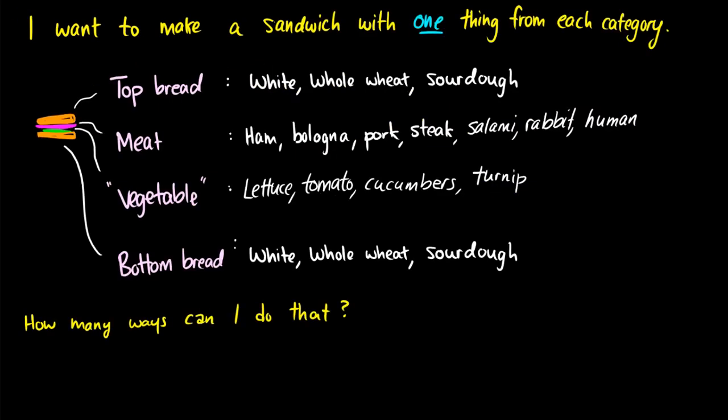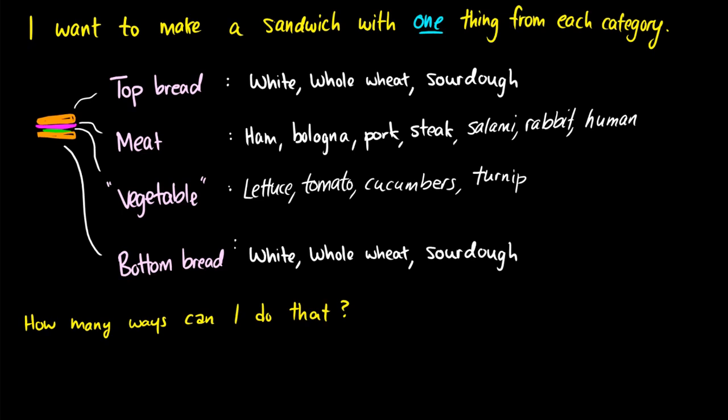So here's an example of a rule of product question. Suppose I want to make a sandwich and I have 4 different steps where I have to make choices. So I need 1 piece of top bread, which can be white, whole wheat, or sourdough. I need 1 meat, so we have ham, bologna, pork, steak, salami, rabbit, and human meat. We want some vegetable, so this could be lettuce, tomato, cucumbers, or turnip. And we also have a bottom bread, which can be white, whole wheat, or sourdough. We go wild here. The top and bottom bread can be different. So how many ways can we do that?